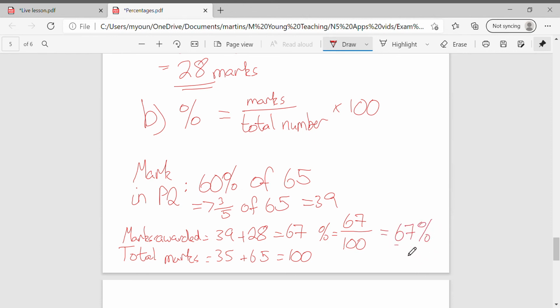When it's non-calc, a lot of the time we'll just be able to tell from the fraction you're looking at. But what you're technically doing is 67 divided by 100 times by 100, so the 100s would cancel. So that's us got that question there sorted.